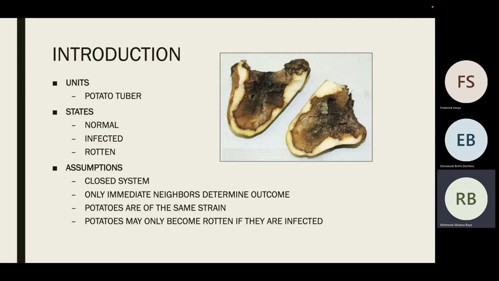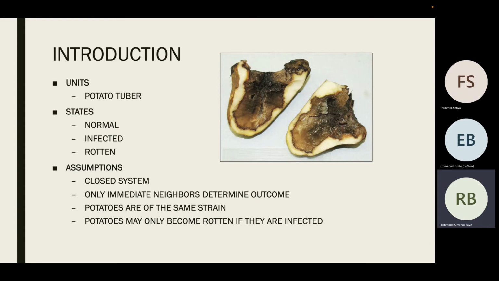So as you can see on the slide, we have pictures of a potato that could have been a good meal. We modeled the spread of this rot through cellular automata. The unit we considered was potato tubers, and we had 3 state variables: normal potatoes, infected potatoes, and rotten potatoes. And we only have 4 assumptions for our model.